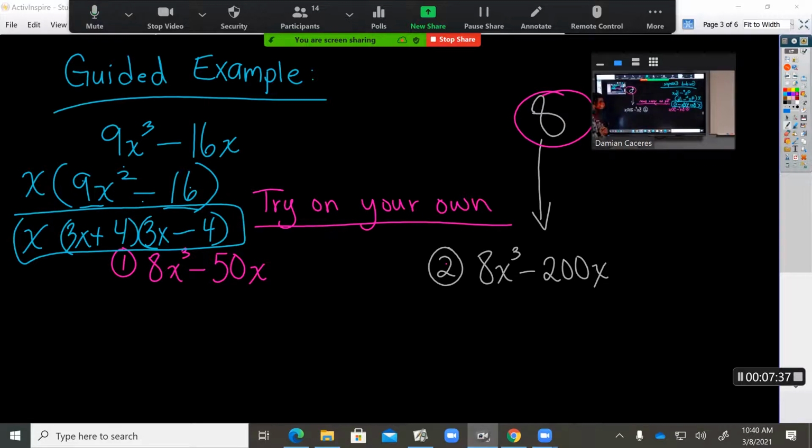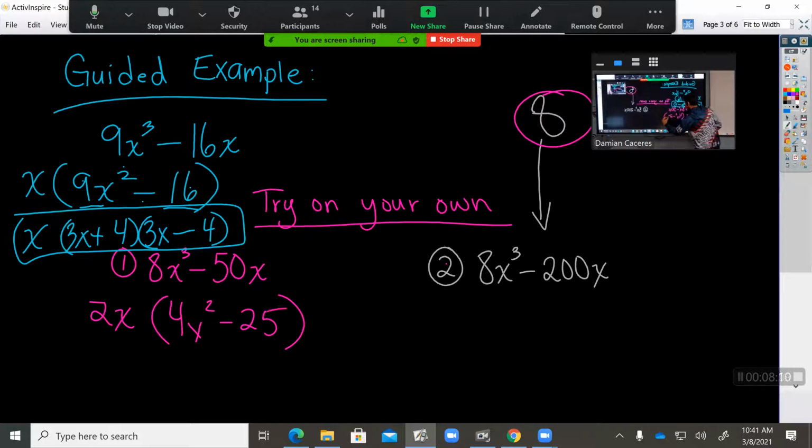So on the pink question, between 8 and 50, they're both even numbers. That means they're both at least divisible by 2. So we know they each have at least a 2 as a factor, but they each have an x as well. So you have to factor out a 2 and an x because that's what the two terms have in common. Now, divide to figure out what's left in your parentheses. So if we divide, we get 4x squared minus 25.